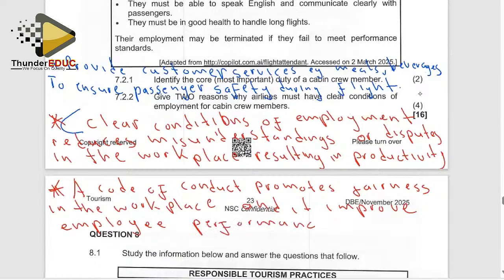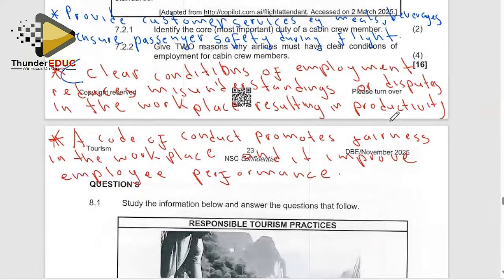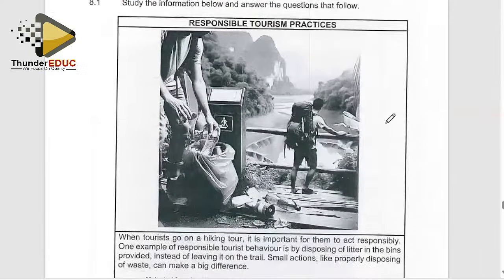It promotes fairness and it improves the performance of the employee. So those are the good things which are associated with having a code of conduct in the workplace. Now, question 8, study the information below and answer the questions that follow.